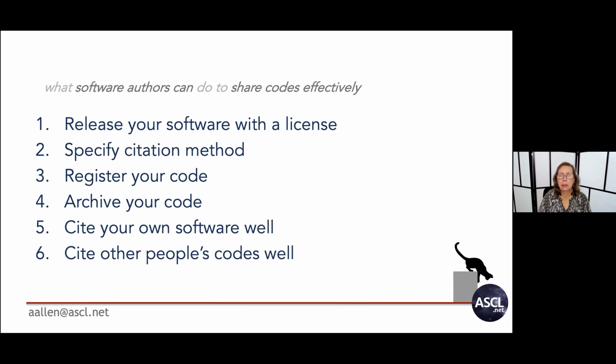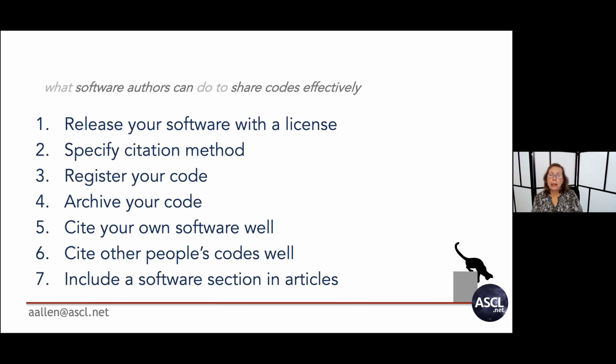Often what we have is a link to ADS and the BibTeX for citation. We have citation information on only 45% of our entries because it doesn't exist for the other 55%. We've gone out and looked for it and we can't find it. So, you know, that goes back to specifying your citation method. Please do that. Also, include a software section in articles. This came up yesterday as well.